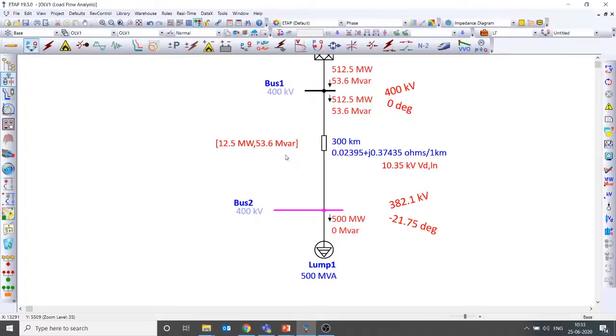Why do we call a node a bus in a power system? It means it's a choice, actually. Node and bus are one and the same.